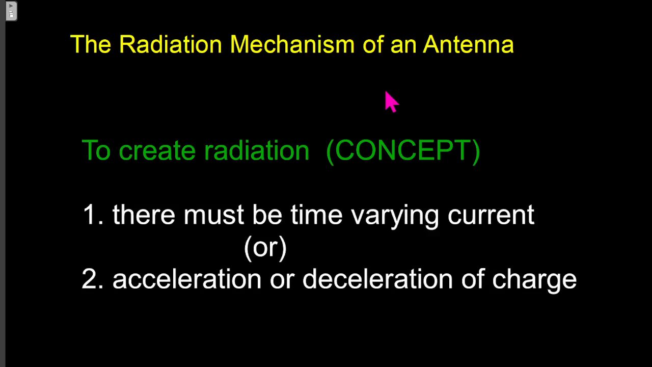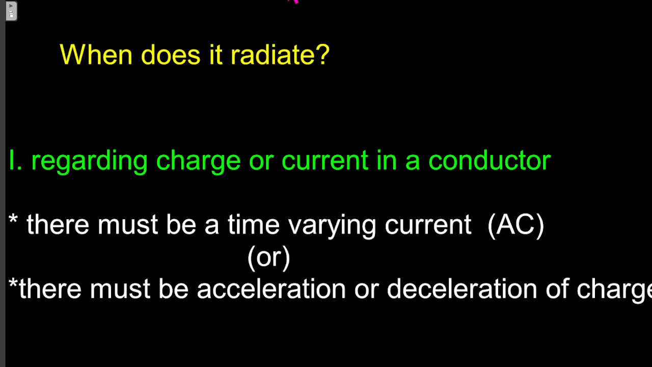If you want to have radiation, you should have either of these two things. One is the time varying current, or the acceleration or deceleration of charge. So when does it radiate? If you have the current or the charge, when does it radiate?